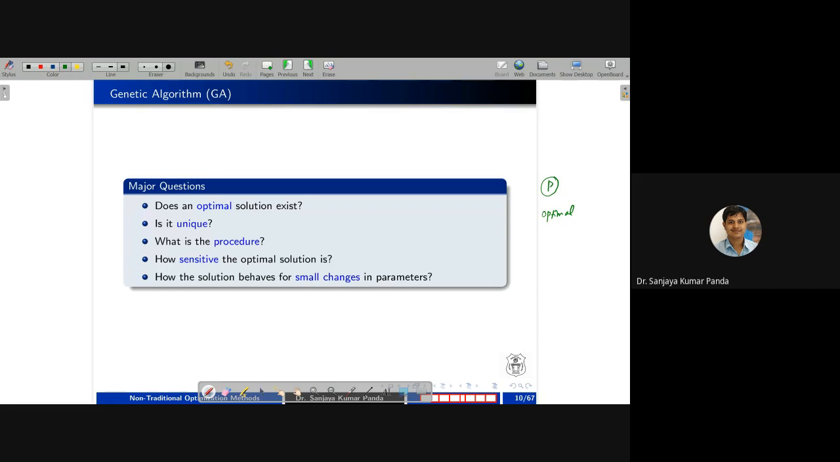Similarly, one question may be how sensitive the optimal solution is. The solutions are based upon some input parameters. If I slightly change some parameter, is it going to affect my solution or not? That's why they ask how sensitive the optimal solution is. Similarly, another question is how the solution behaves for small changes in a parameter. If the parameter is slightly changed, up or down, whether it is affecting my original solution or not. These are the different questions associated with the genetic algorithm, which you have to address before applying the genetic algorithm in your problem.